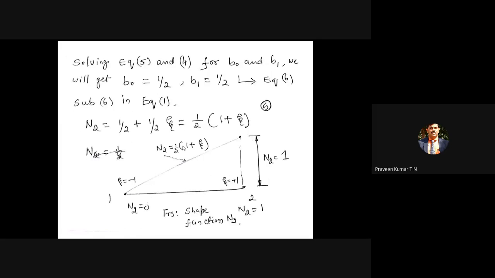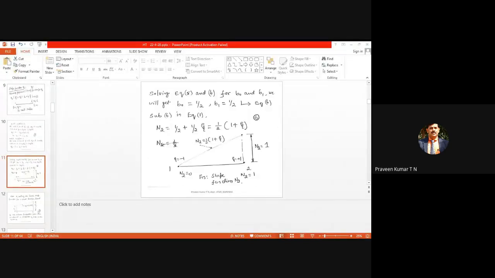In a similar way, we get the N2 value. We can see from the plot that the N2 value is 1 at node 2, and its value is 0 at node 1. So you have to remember the value of N2. N2 is given by 1 by 2 into (1 plus xi). In a similar way, N1 is 1 by 2 into (1 minus xi). That is the difference between those two.